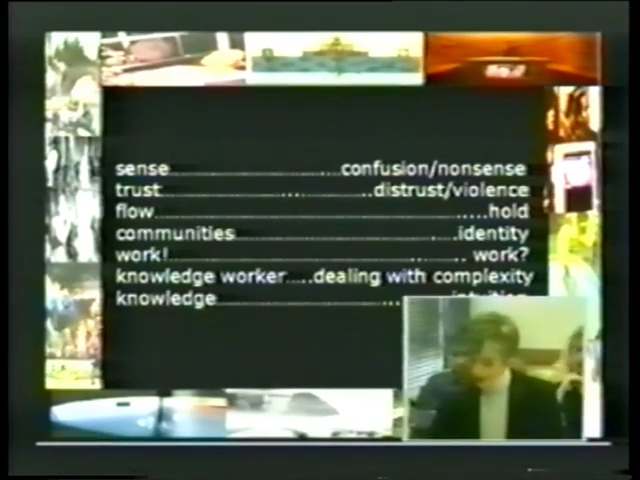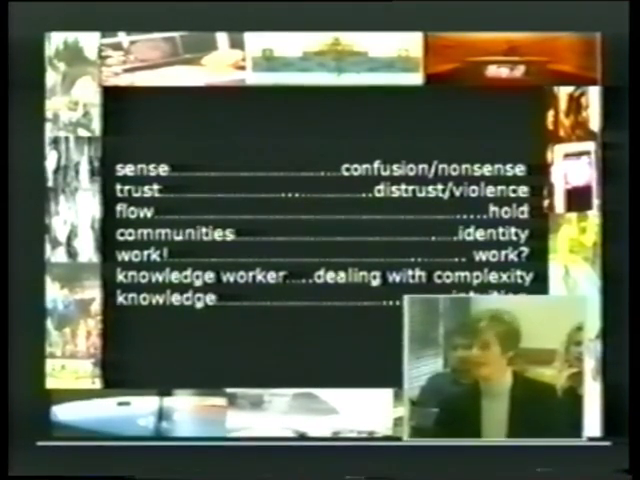And we have to deal with the knowledge worker, and the knowledge worker will only be successful if he's able to deal with complexity. And finally, we are talking a lot about knowledge, and we need more knowledge and more knowledge services. But knowledge alone has no right to exist. We also need intuition to succeed.